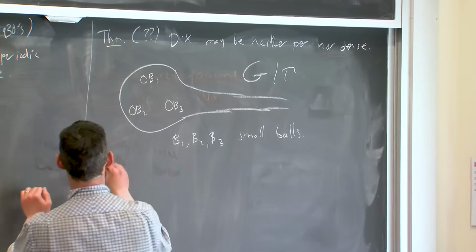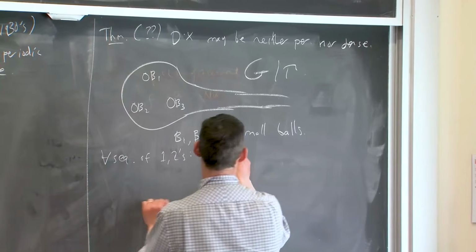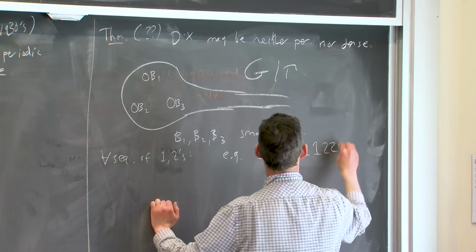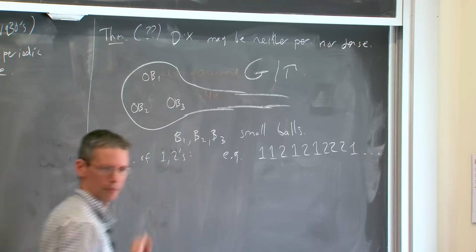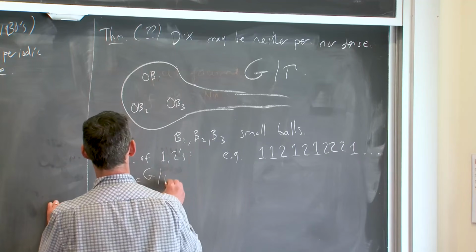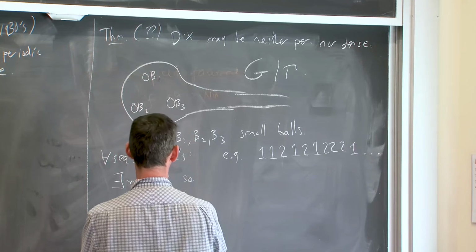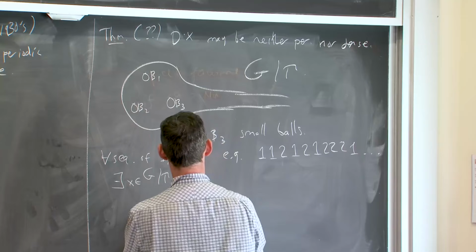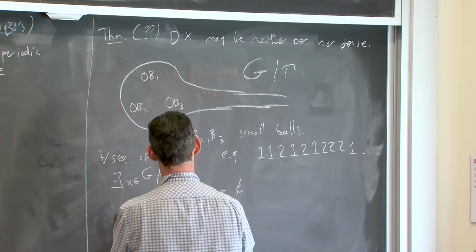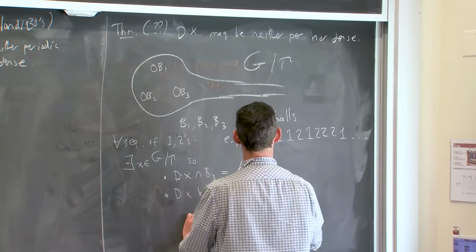Okay. Then, for any sequence of 1s and 2s, so for example, the sequence 1, 1, 2, 1, 2, 1, 2, 2, 2, 1, any sequence, there exists an x in G mod gamma so that the d orbit of x never hits B3, and the d orbit of x hits B1 and B2 many times in this sequence.